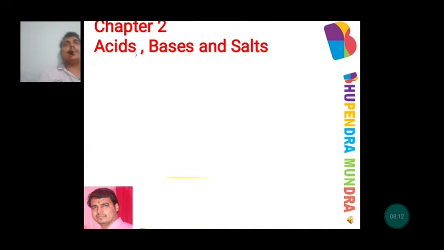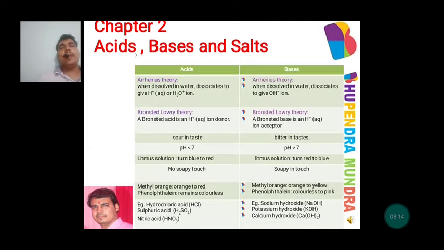Students, next one, the acids and bases. Acids are the substances that, when dissolved in water, dissociate to give H plus, the hydrogen ion, or H3O plus, the hydronium ion. Those are called acids. That theory is from Arrhenius.